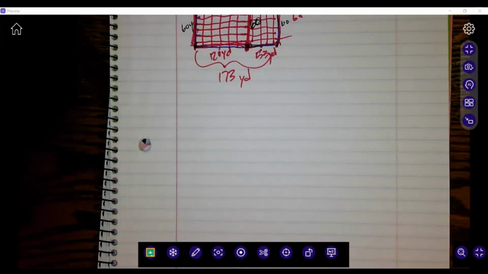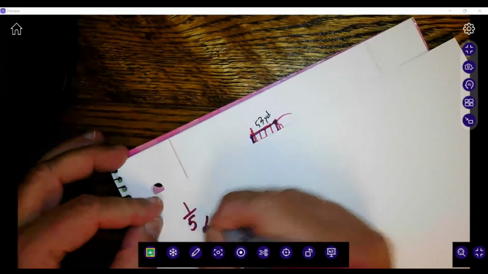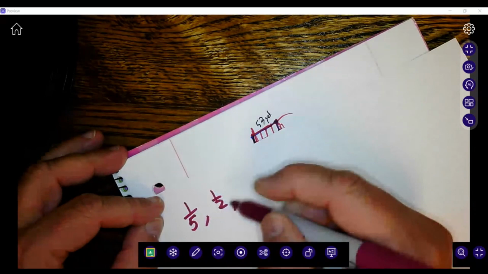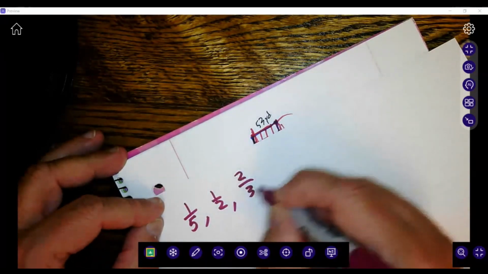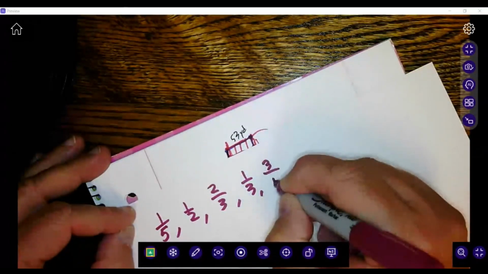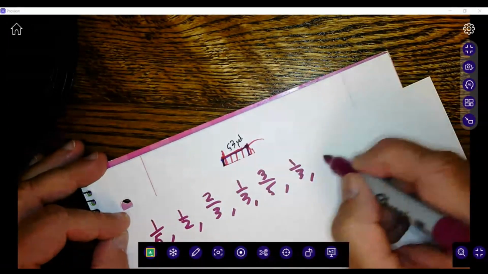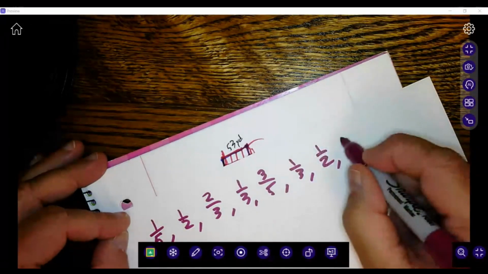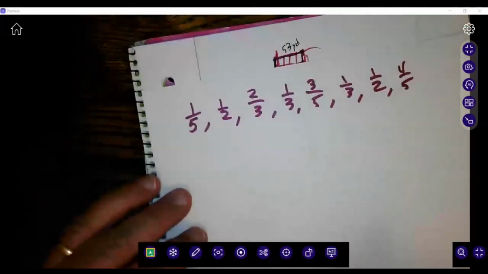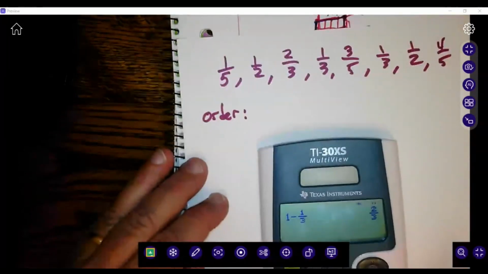Let's look at number 4. It's another fraction one. So I'm going to write the problem down first: 1/5, 1/2, 2/3, 1/3, 3/5, 1/3, 1/2, and 4/5. I have to put these in order. So I'm going to use my calculator.